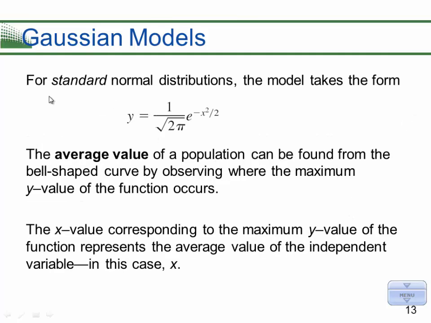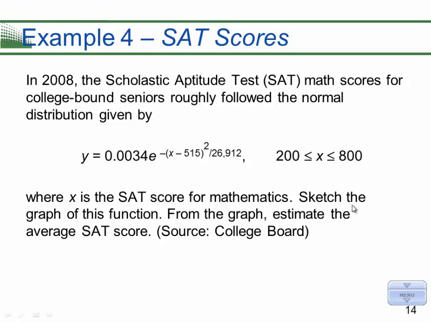Here, for standard normal distributions, this is the model we use, okay? The average value can be found from the maximum on the bell-shaped curve. So you can either graph the function and find the maximum. That's probably going to be the easiest way for us to do problems like that. So let's do an example then of that.